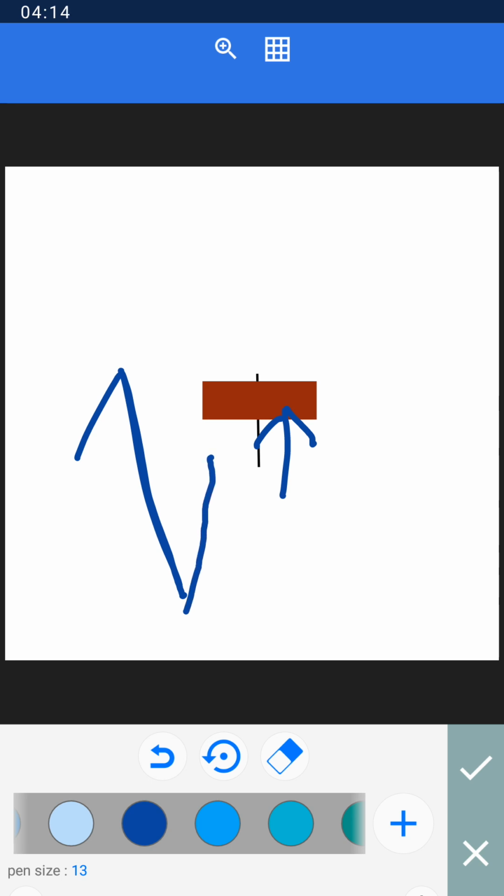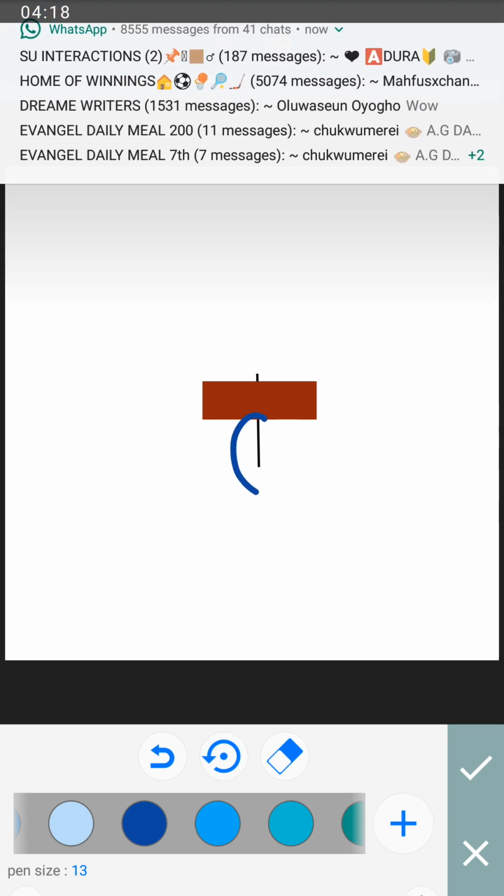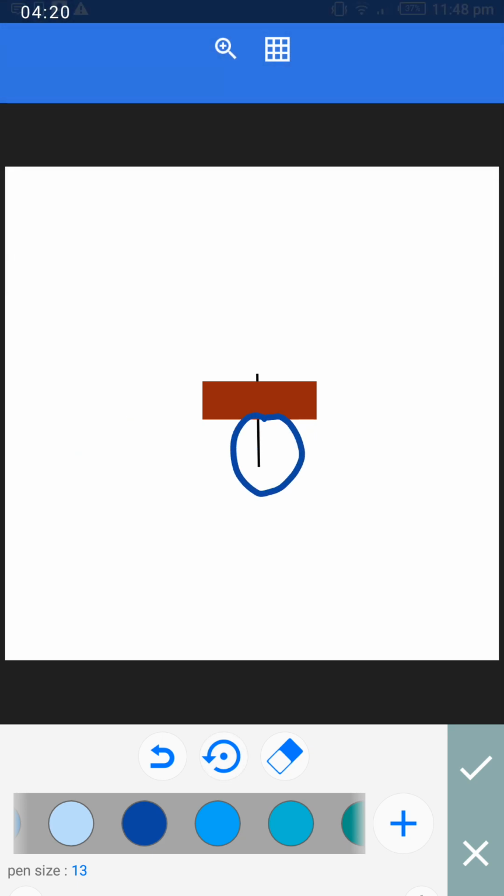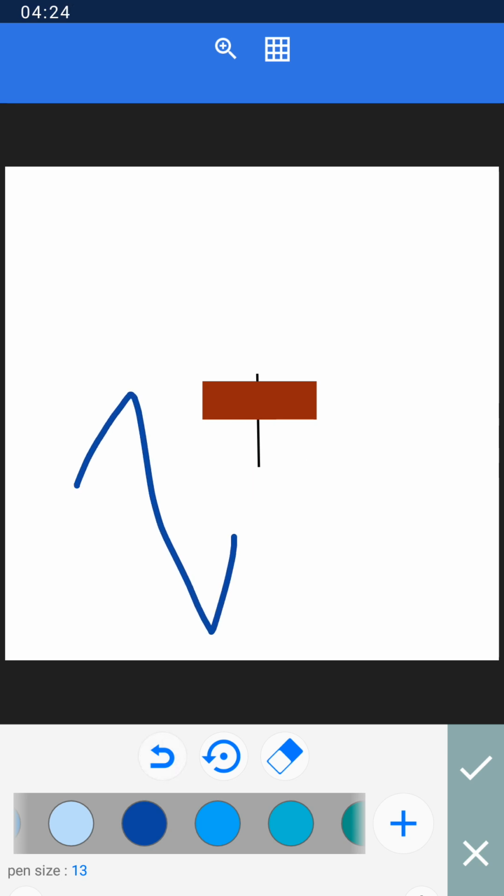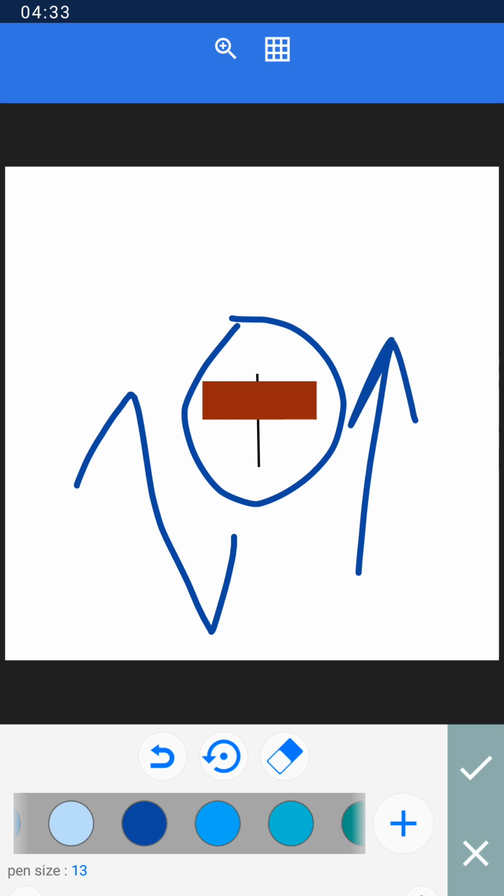So that was what happened with this wick. You are seeing here, this particular wick. You understand? So the movement of the market was like this. Now, what do you do in a type of candle like this? Do you buy or do you sell?